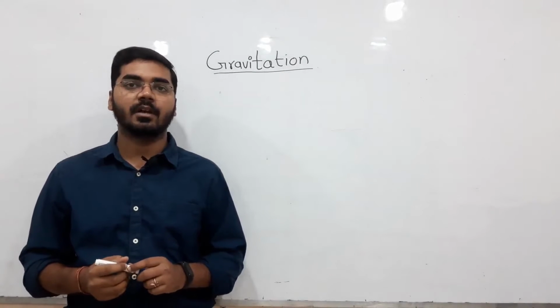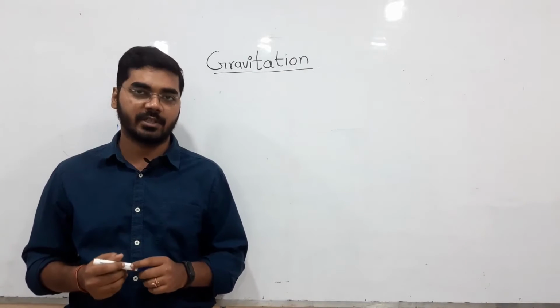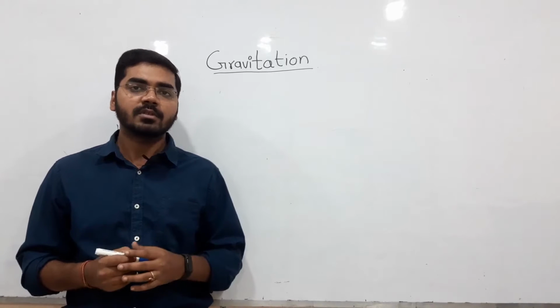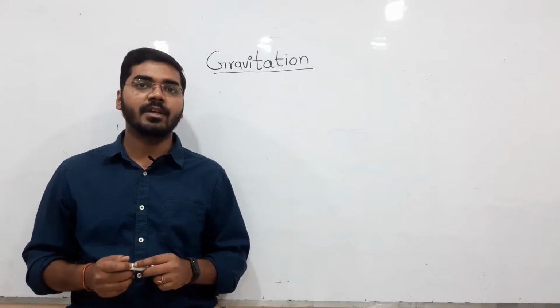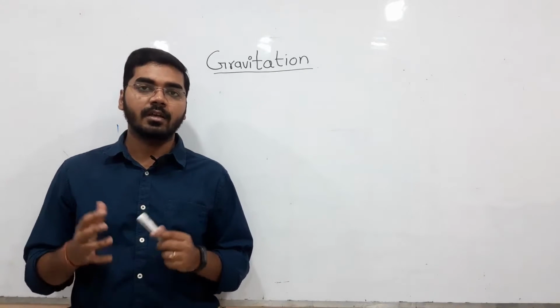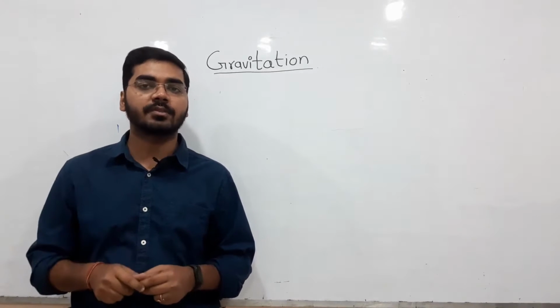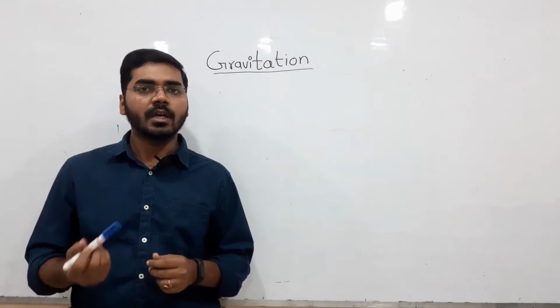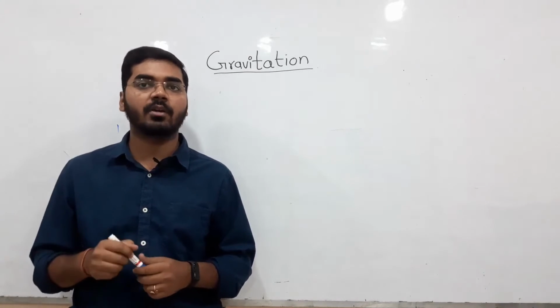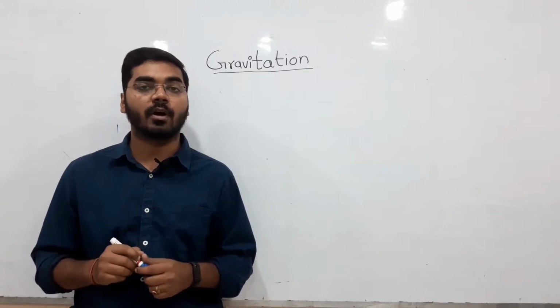Hello everyone. Today we will learn the basics of gravitation. So gravity was discovered by Sir Isaac Newton. When he was sitting under the apple tree, he saw an apple fall on the surface of the earth. The question came to his mind that if the apple is falling on the earth, why doesn't the moon fall?